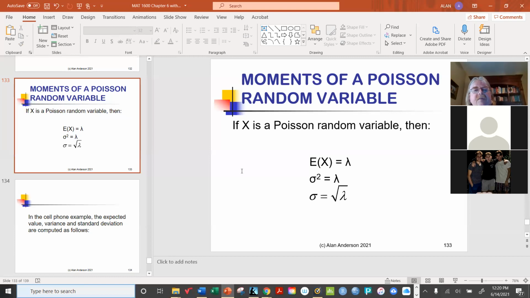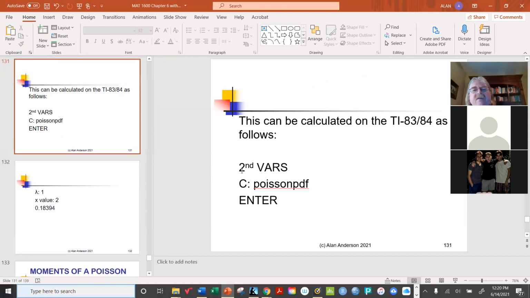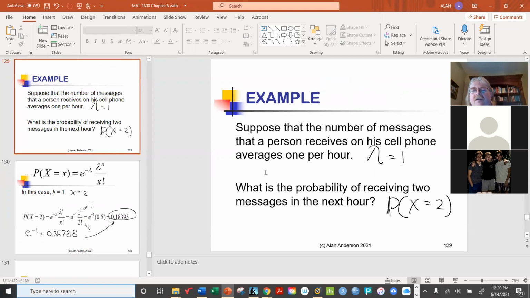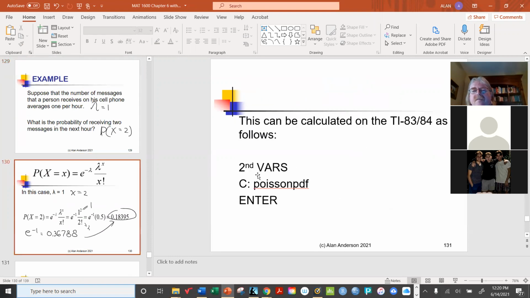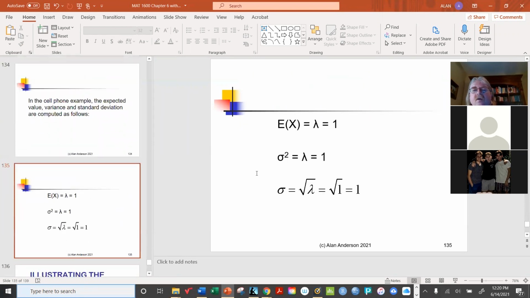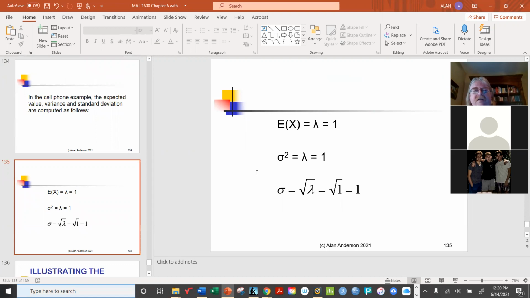So let's do this example again. Now remember, in this case, the average number of messages you get on your cell phone every hour is 1. So the moments, very simply, are 1, 1, and 1. Look at that. How often does that happen?